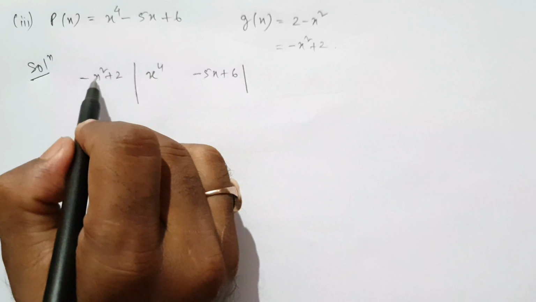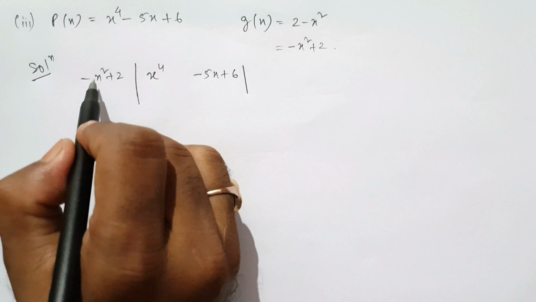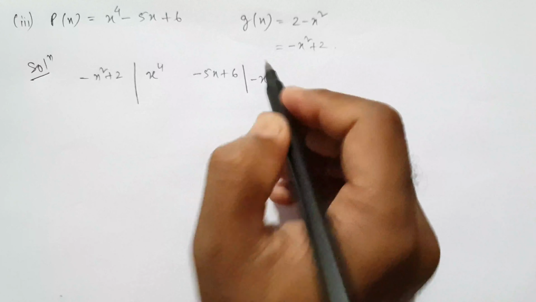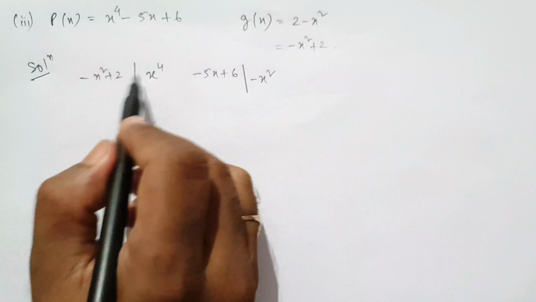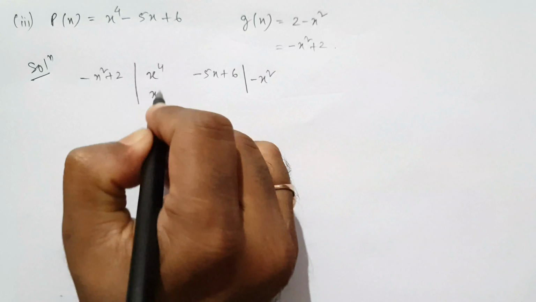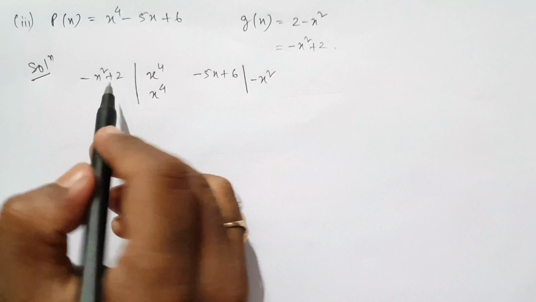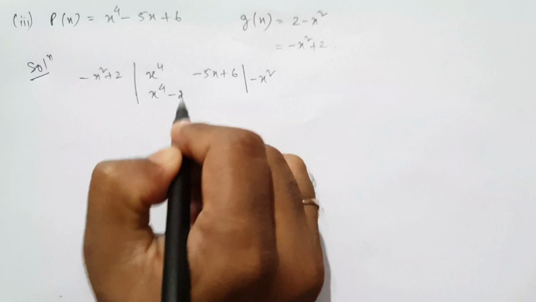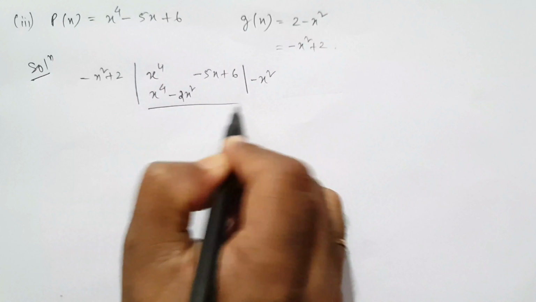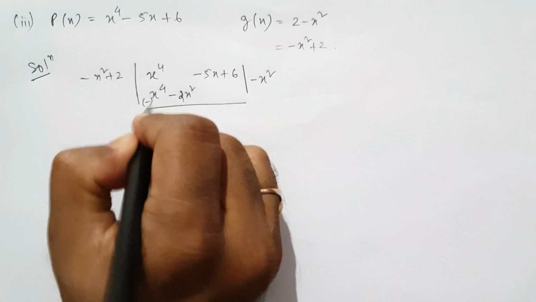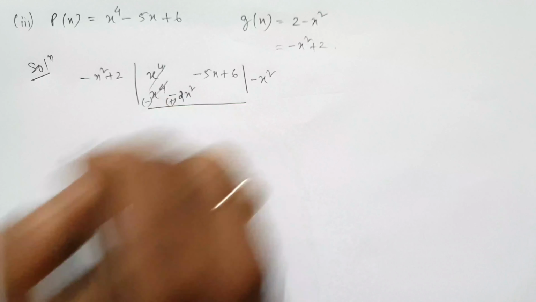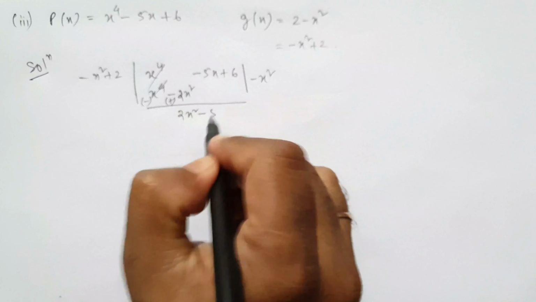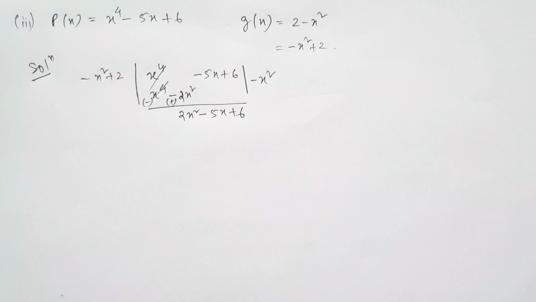Now the first term divided by the first term. So x to the power 4 divided by minus x square. Once we multiply minus x square into minus x square, minus minus plus, and x square into x square becomes x to the power 4. We get x to the power 4. Now what remains? Plus 2 remains. So minus x square into plus 2, we can write minus of 2x square. This plus becomes minus, this minus becomes plus. So we can cancel x to the power 4, x to the power 4. Here we get 2x square, and the upper terms have no change, minus 5x plus 6.